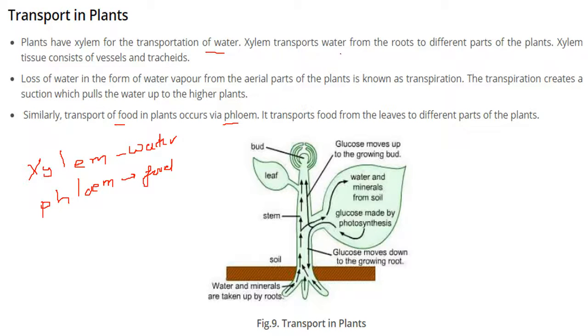So xylem transports water from where? From the roots to different parts of the plant. Xylem tissue consists of vessels and tracheids.